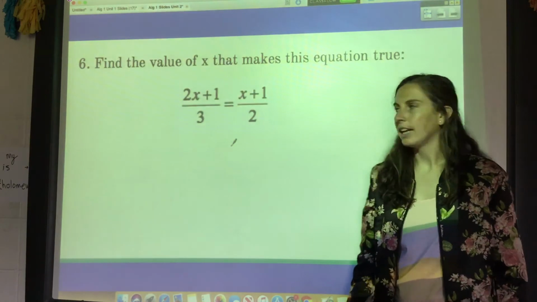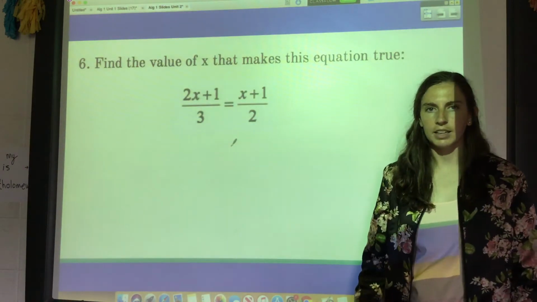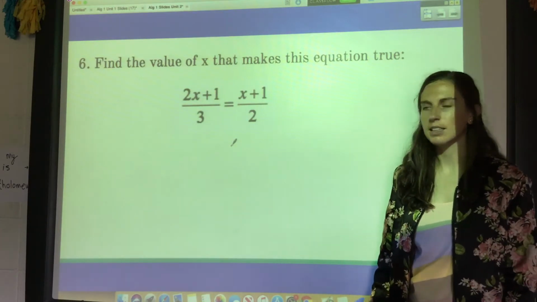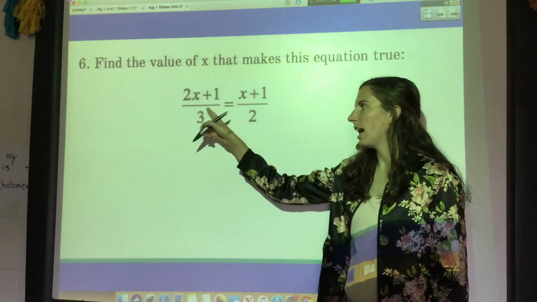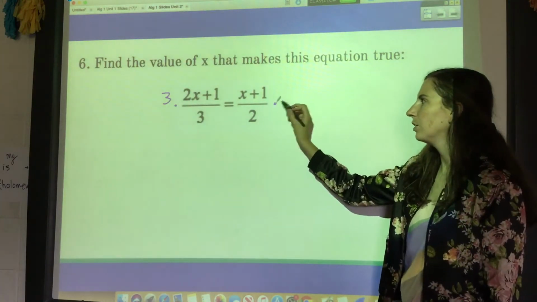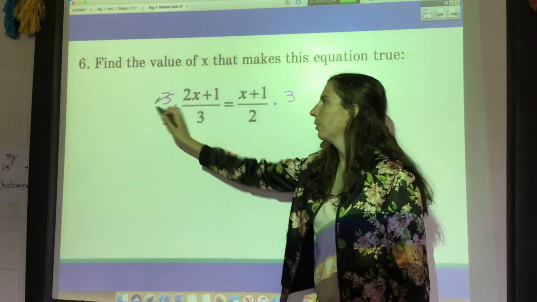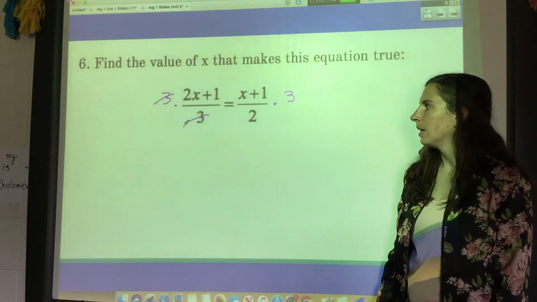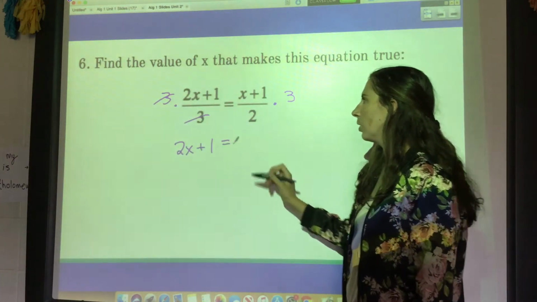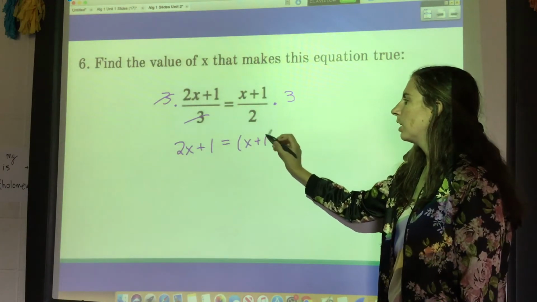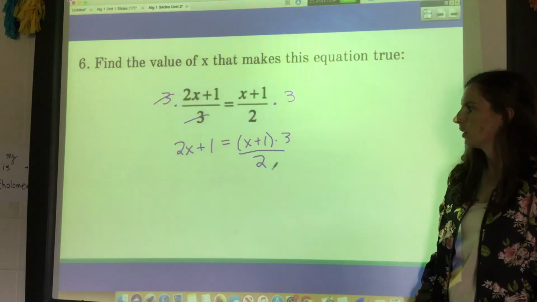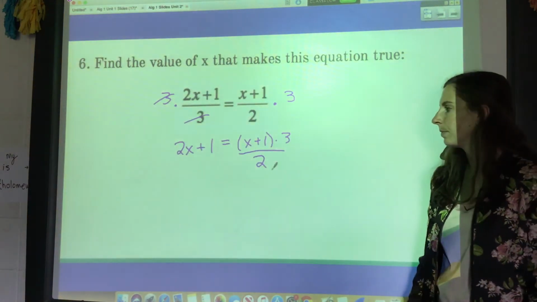So what I'm going to do instead is just get rid of the denominators altogether. And here's how we can do that. Since it's an equation, as long as you do the same thing to both sides, it's a legal move. So if I don't want to have divided by 3, I'll just multiply by 3. I'll have to do it to this side too, but that will get rid of that. So now what I'm left with is 2x plus 1 equals x plus 1 times 3 over 2. The 3 can go in front if you want, or in the back.